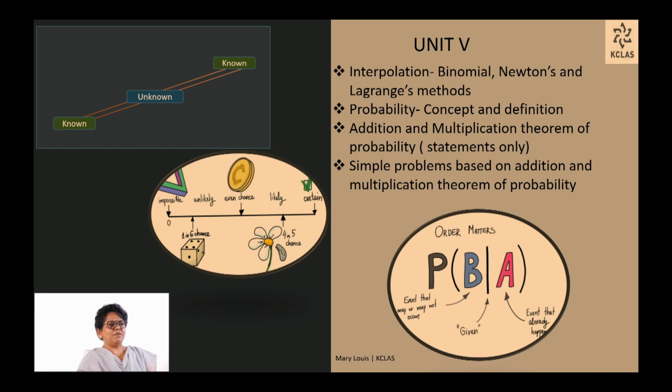Applications of probability are vast. In insurance, it assesses risk and sets premiums. In quality control, it predicts defect rates. And in business, it informs decision making under uncertainty. Simple probability problems often use these theorems to solve questions like the likelihood of drawing specific cards from a deck or rolling certain sums with dice. Together, interpolation and probability play essential roles in analysis, prediction, and risk assessment across numerous fields.